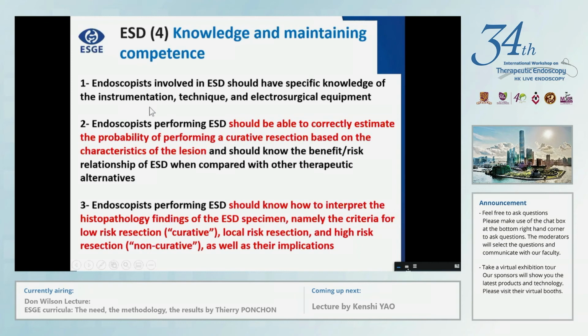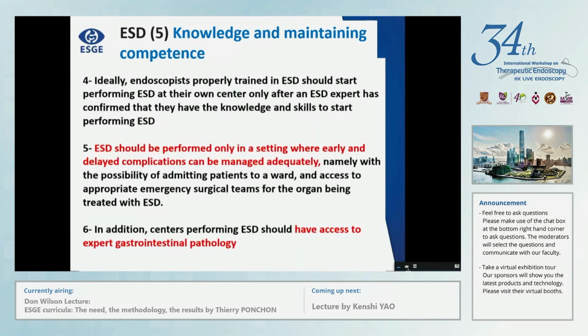Of course, you need to know everything about instrumentation, the different knives, the technique, and also the settings of the electrocoagulator. And very important, you should have some knowledge about histopathology, and you should know how to interpret the histopathology findings of an ESD specimen. And you need to know when a resection is curative, when it is non-curative, and the applications. And this is very, very important. And you should be trained or assisted by a pathologist.